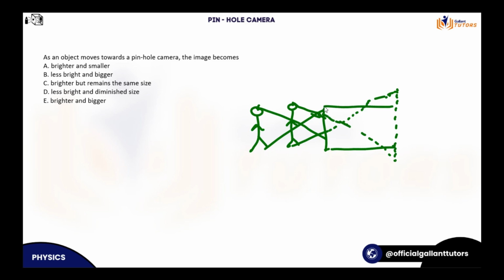Meaning that if we get an object closer, what are we expecting to get? All right, we're expecting to get a larger image, and a brighter image. Exactly, making E correct. Now, the others are really wrong. All right, let's move on.